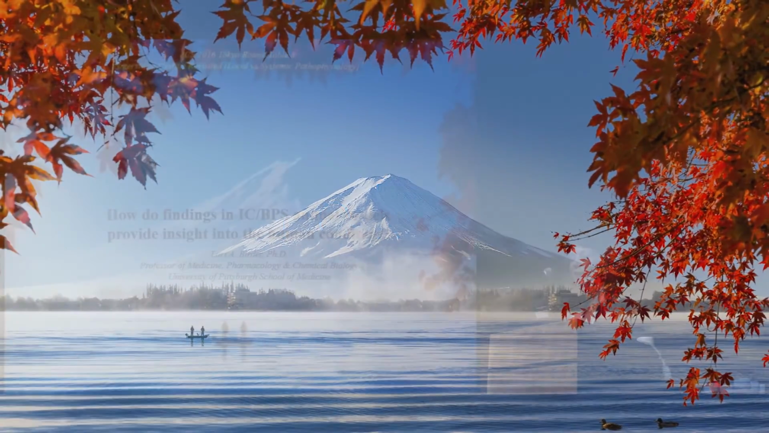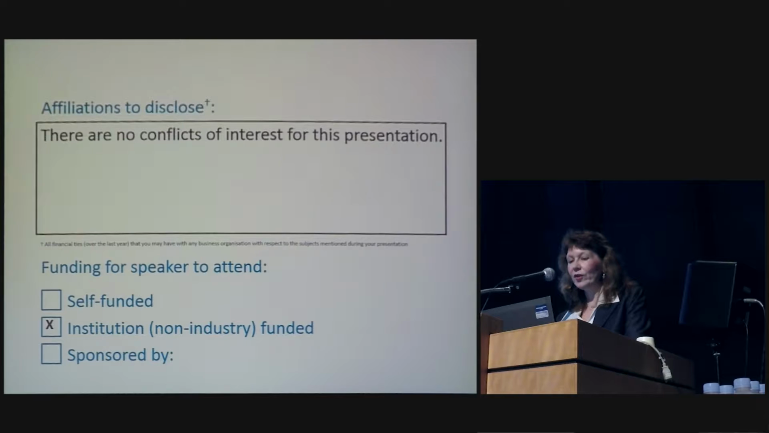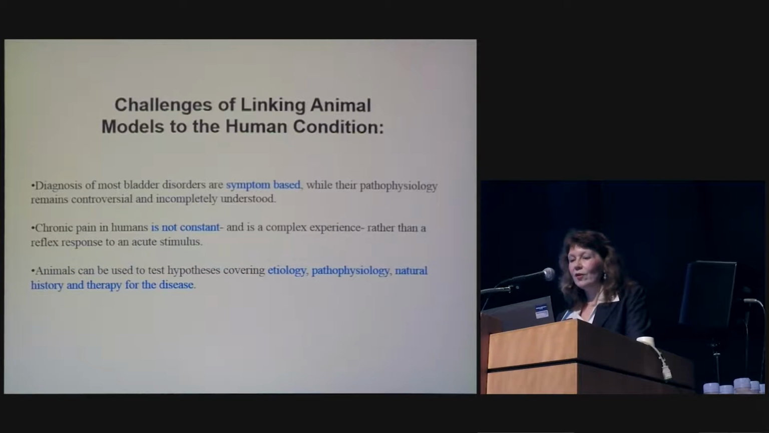As mentioned, I'm going to try to link those animal models into what we know about the human condition. I have no conflicts. There are a number of challenges, as you can probably imagine, in terms of linking animal models. The diagnosis of most bladder disorders is indeed symptom-based, while their pathophysiology is really not so much understood.